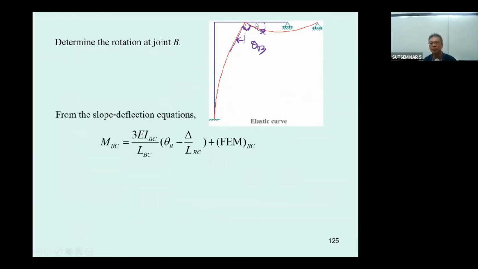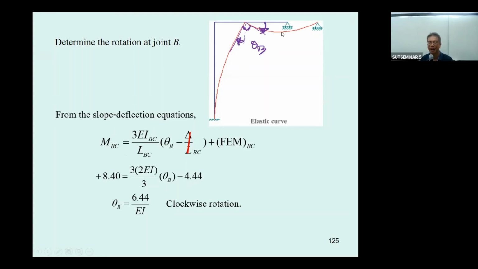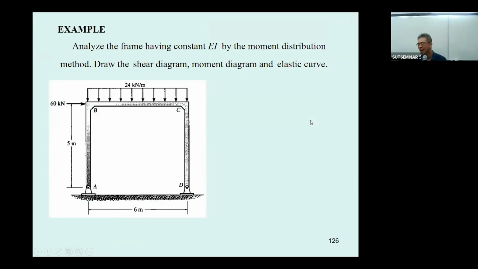You put the moment M sub BC over here. Okay, and then for the beam, there is no delta. And the fixed end moment BC, you have it already. Just put minus 4.444. And M sub BC is plus 8.40. Put everything together. You get this one in the clockwise direction as shown over here. Okay, it's simple, right? And another example I will show you by writing it.